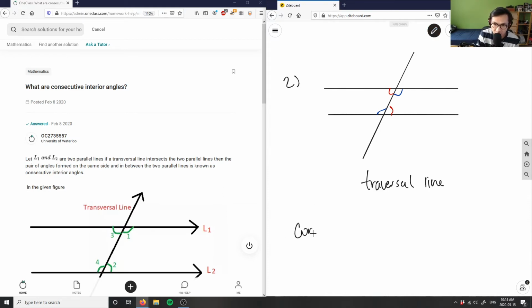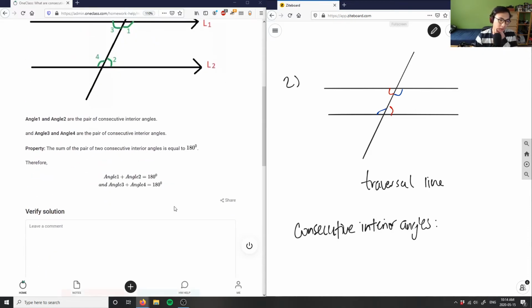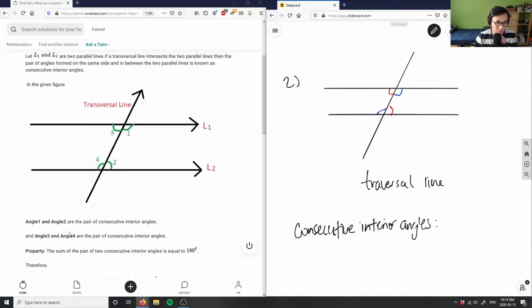So consecutive interior angles. And so it says here angle 1 and 2 are a pair of consecutive angles, and angle 3 and 4 are also a pair of consecutive angles here. So again, the property here is that these two angles, the blue and the red one, add up to 180.